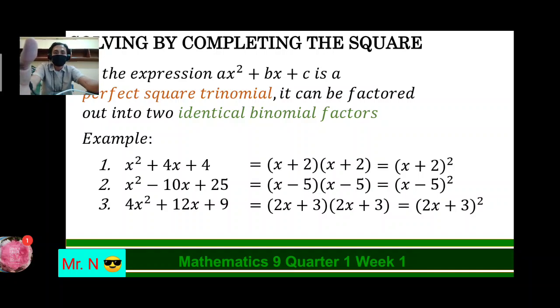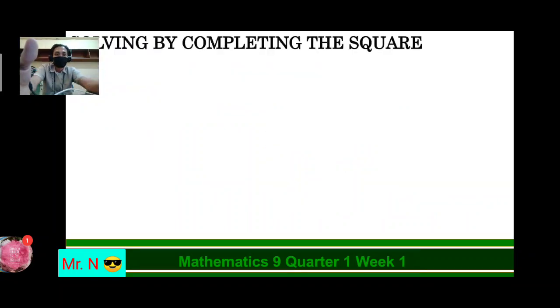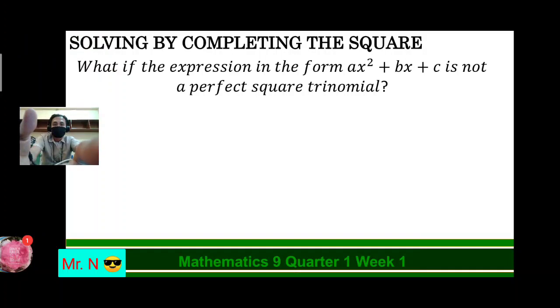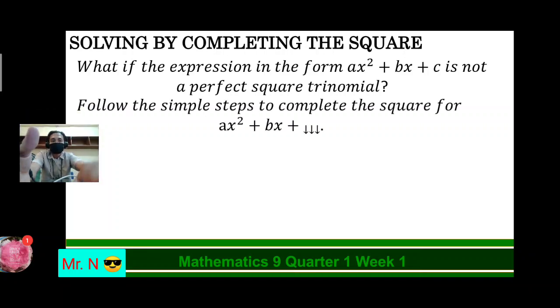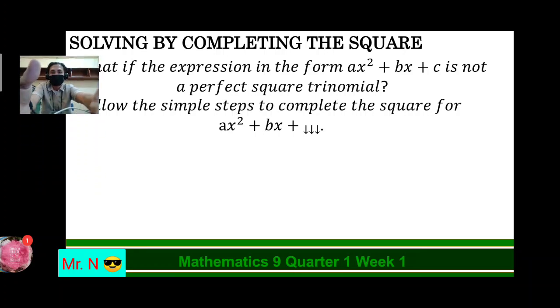Now, what will happen if the given equation is not a perfect square trinomial? Dito na papasok yung completing the square. What if the expression in the form of ax squared plus bx plus c is not a perfect square trinomial? So follow the simple steps to complete the square for ax squared plus bx plus blank. So as you can see, missing si constant. So to find that, ito yung 3 easy steps.